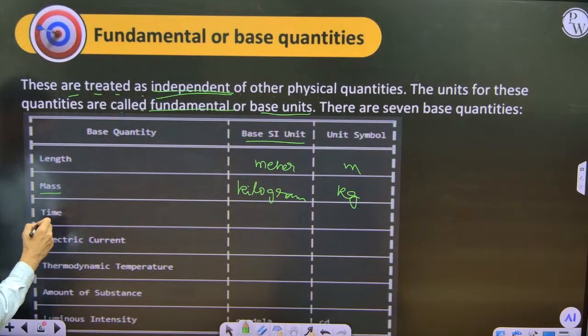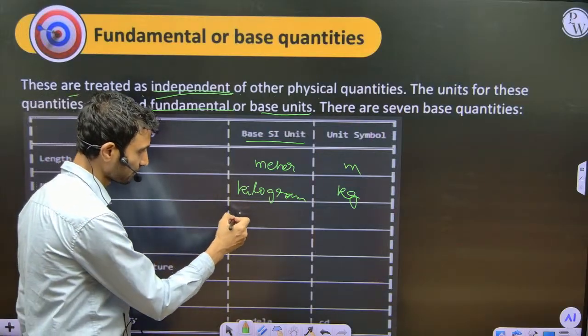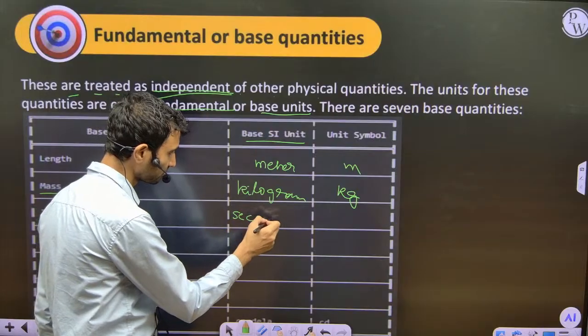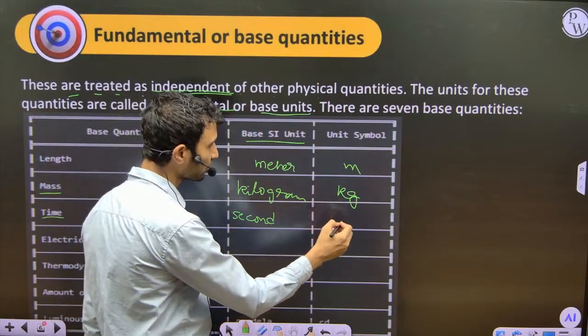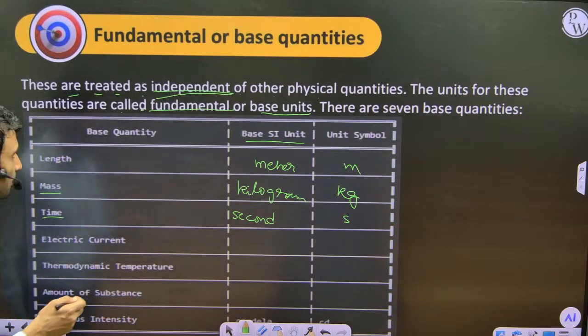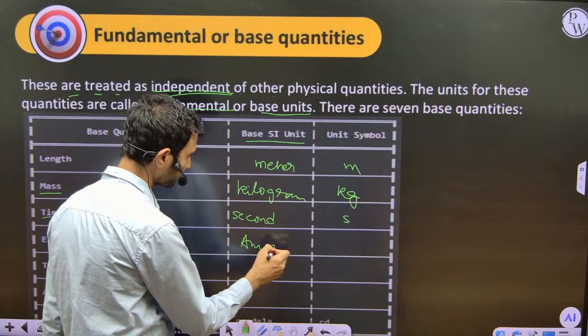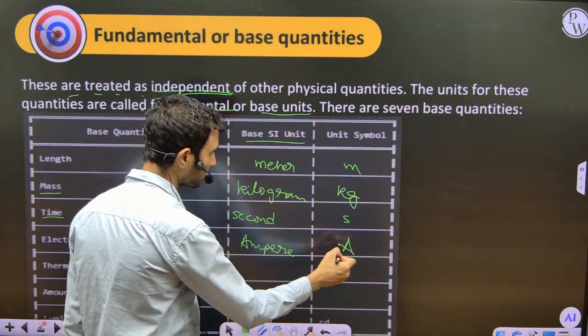Right? What about time? Time also, you know, has so many units, right? But which is the fundamental unit? It is second. What about current? It is ampere, and the symbol is A.